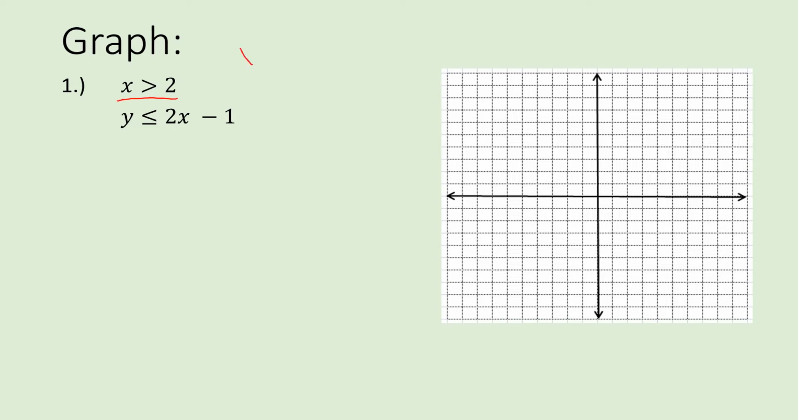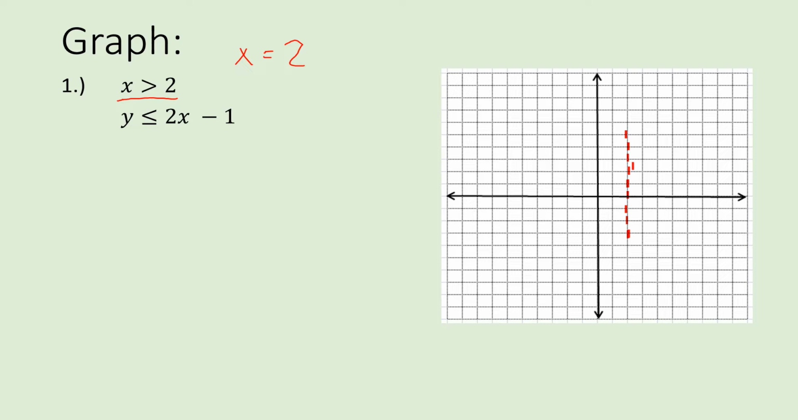So for this top one, x is greater than 2. I always look at this and imagine it to be an equal sign when I graph it. So x equals 2. This is going to be the line where x is always equal to 2. Switch to this. So we have x equals 2. The point (2, 0) is there, and it's just always equal to 2. Okay, so this ends up being a vertical line.